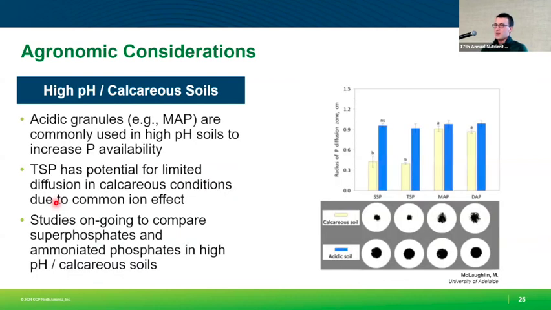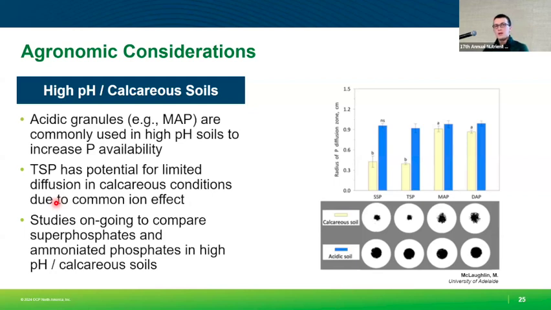In high pH or calcareous soils, there is going to be a difference in how that superphosphate granule diffuses and dissolves. There is a high amount of calcium, about 15% or so, in the superphosphates. And so even though they're acidic granules, in calcareous soil conditions, there's been research that's shown that the diffusion of that phosphorus from the granule, that distance, is going to be smaller, and it's from this interaction with the calcium that's available in the soil.